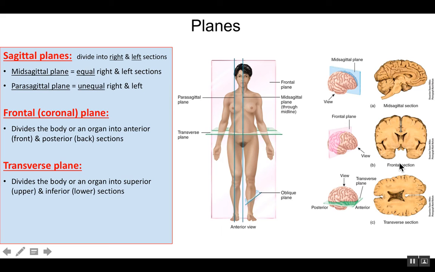Next one, transverse, is the horizontal plane. So that's shown here in green, or panel C, a transverse section of the brain. Again, different view. You might learn different things based on these different views. But a transverse plane will divide an organ or the whole body into an upper or superior section and a lower inferior section. There's a fourth one called oblique. We don't use it very often. We will use the word, and oblique means on an angle.